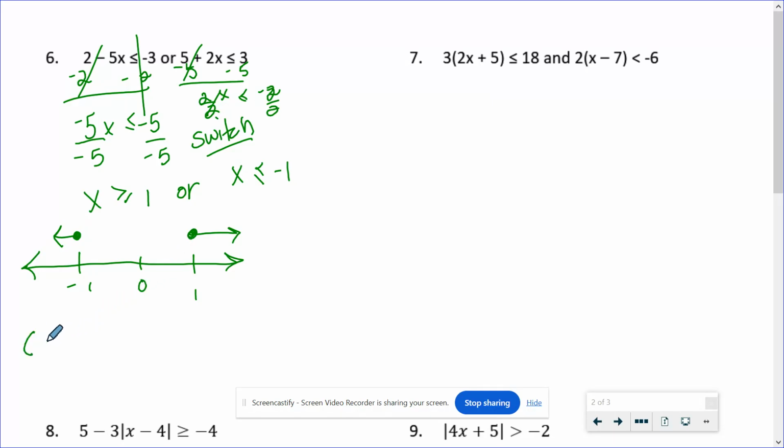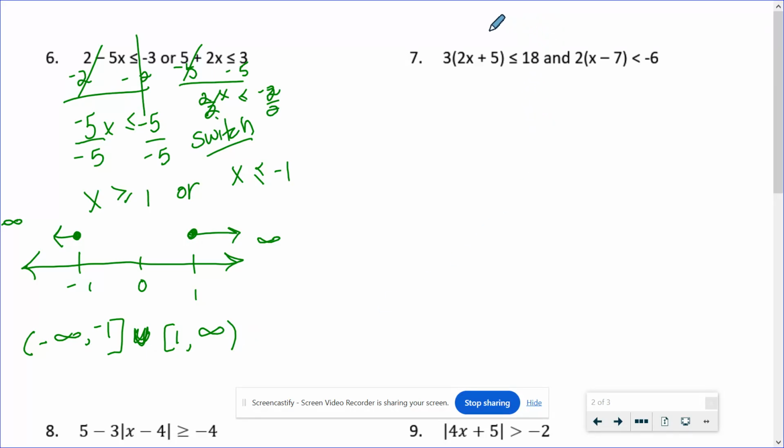So if we were going to be writing this out, we always read it from the left to the right, just like we would a sentence. So it's going from negative infinity to the negative 1, and it includes the negative 1. OR type problems are union or just a regular U, and then it's going to pick up again at 1, and it's going to go until positive infinity.